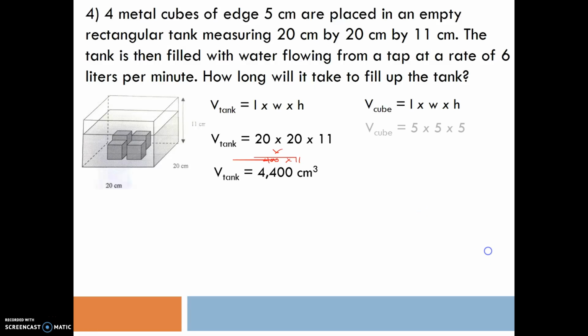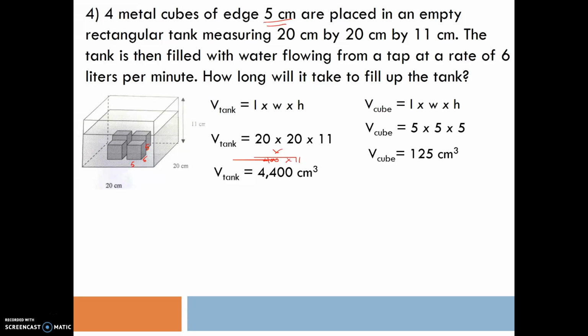Now let's find the volume of our cubes. It says that our cubes are of edge 5 centimeters. So now I know I just need to multiply 5 times 5 times 5. And that comes from the length, the width, and the height all matching. They're all 5. And you know this answer because I gave you all of the cubes in your notes the other day. So the volume of one of those cubes is going to be 125 centimeters cubed.